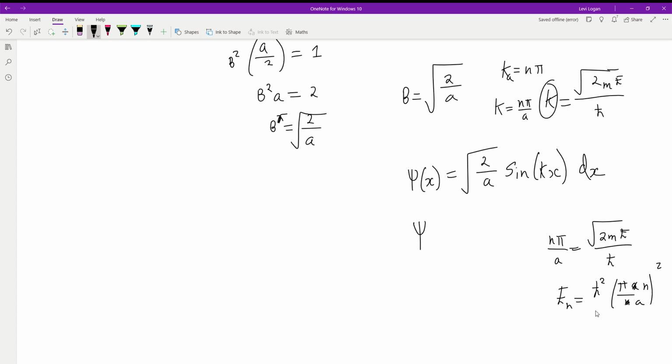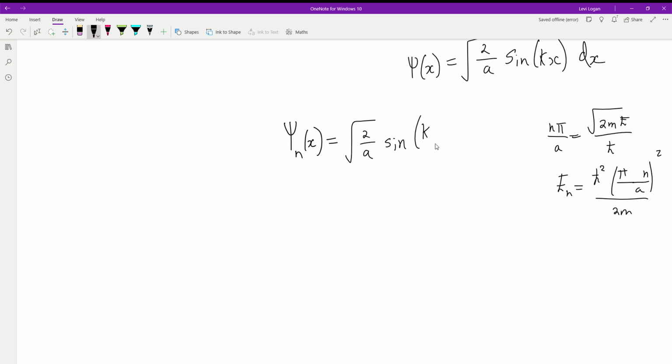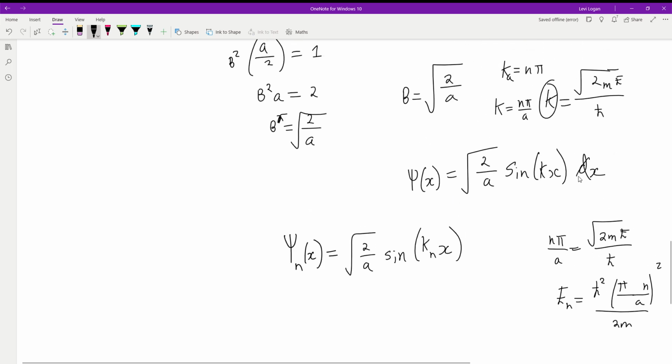Sorry, I'm doing this in my head. And then over 2m. So our energy, let's rub that out real quick. Our energy is effectively this. So this n here gives you the energy at discrete levels. So effectively, we've got a generalization for our wave function. Psi n of x is going to be, let's move this over here, the square root of 2 over a sine of k, and I'll put a little subscript n here because we know that can change. Why did I put the dx down here? I don't need that anymore.